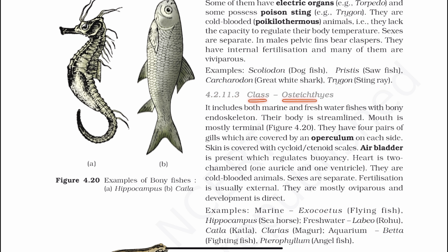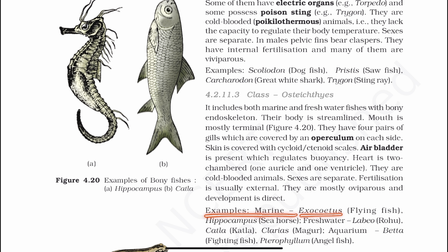4.2.11.3 Class: Osteichthyes. It includes both marine and freshwater fishes with bony endoskeleton. Their body is streamlined. Mouth is mostly terminal. Figure 4.20. They have four pairs of gills, which are covered by an operculum on each side. Skin is covered with cycloid and ctenoid scales. Air bladder is present, which regulates buoyancy. Heart is two-chambered, one auricle and one ventricle. They are cold-blooded animals. Sexes are separate. Fertilization is usually external. They are mostly oviparous and development is direct.